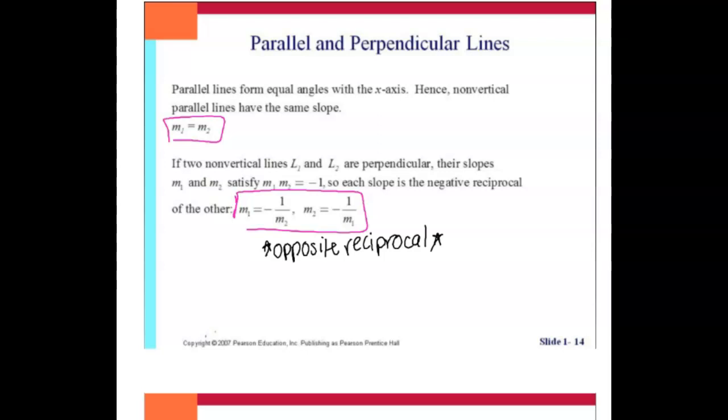So if my original slope is 2, a line parallel to that line would have a slope of 2, and a line perpendicular would have a slope of negative 1 over 2.